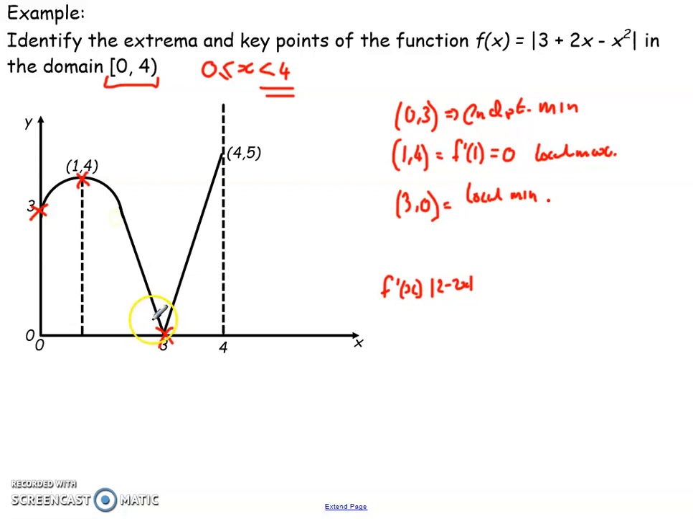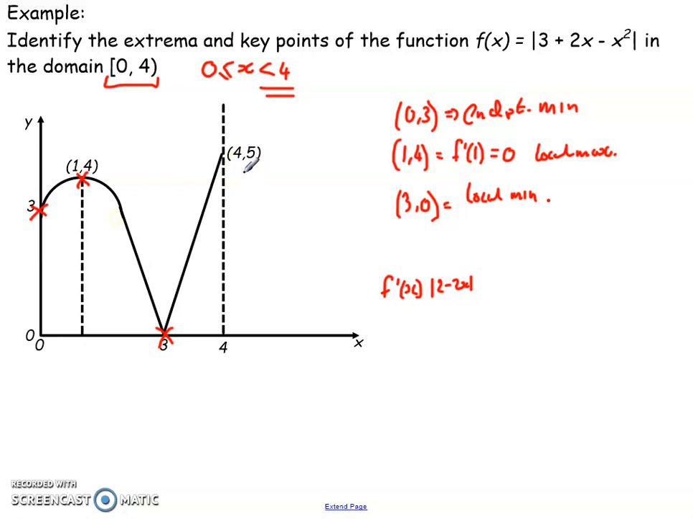What we then have to do is look at the final key point of interest here. Now we could say that this one here is an end point maximum at 4, 5. It's the highest point overall, and it's the end point of the curve. However, again, the same logic as before, we're not including the 4 in it. So we cannot say that 4, 5 is an end point maximum. We can't say it. Simple as that.